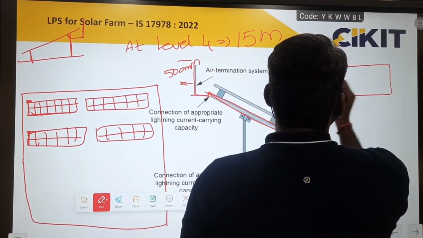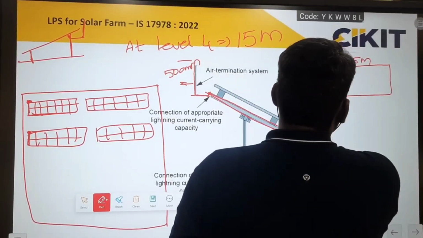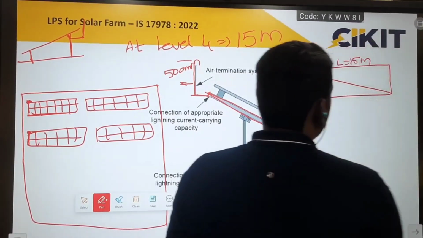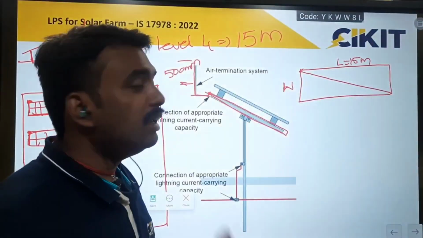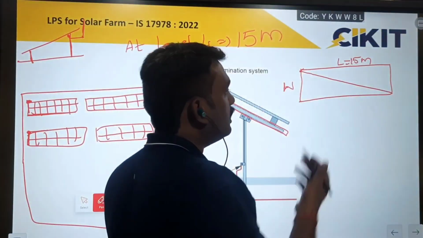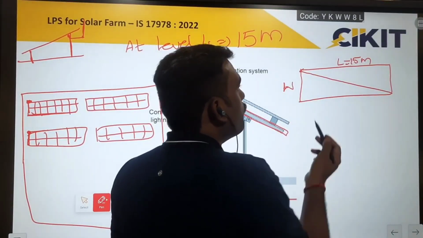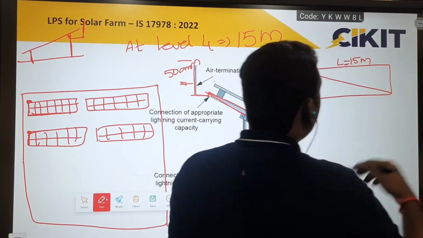So if I mention this L is equal to 50 meters, then in this case the diagonal will be greater than 50 meters. So if I roll the imaginary sphere along the diagonal, then the sphere will be making contact with the panel, that is, the panel to be protected. So it is not recommended to maintain this 50 meters along the length.